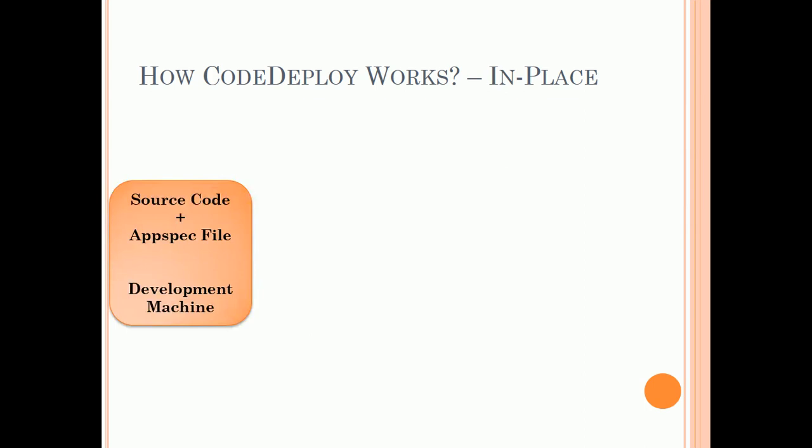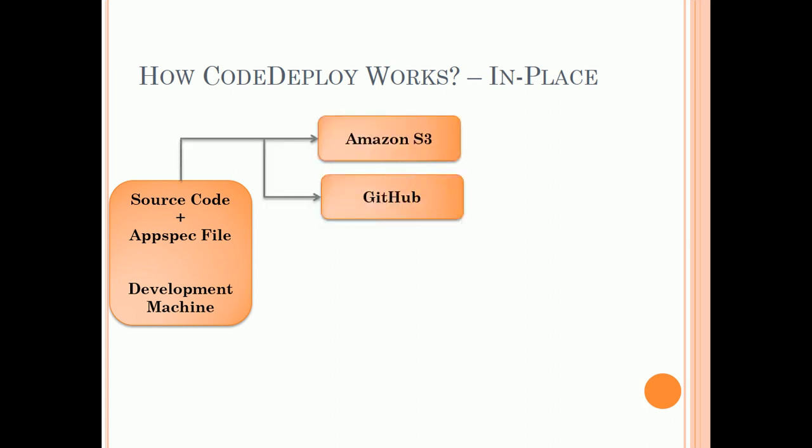First, we will prepare our source code which is going to be deployed, and also we will define the AppSpec file, which contains all the deployment actions we want AWS Code Deploy to take. Then we bundle both of these into an archive file and upload it to Amazon S3 or GitHub. This archive file is nothing but a revision.